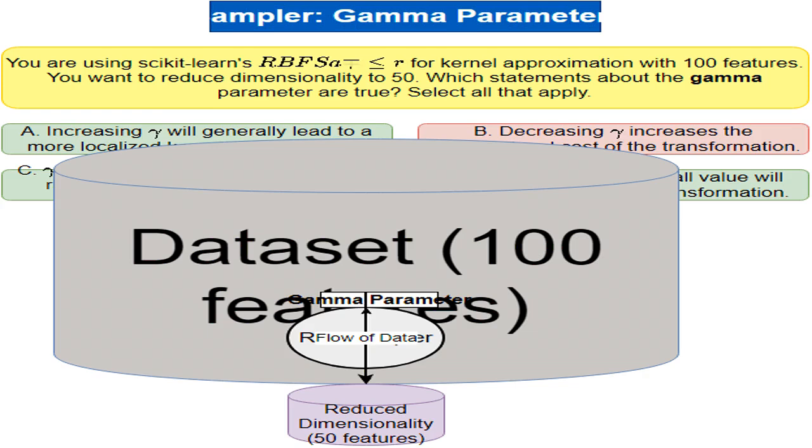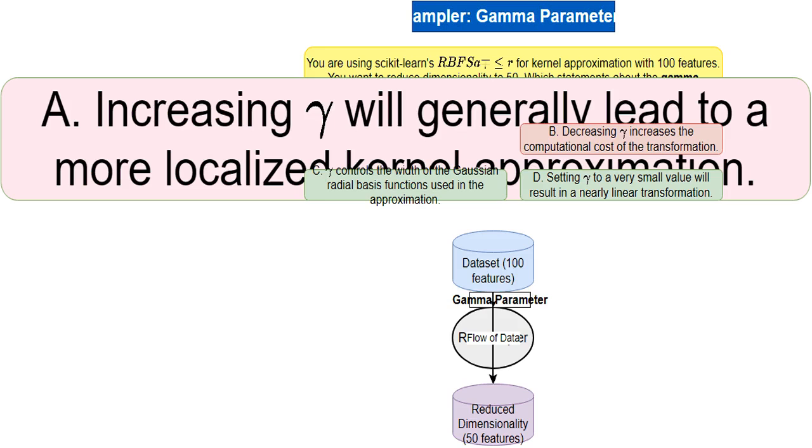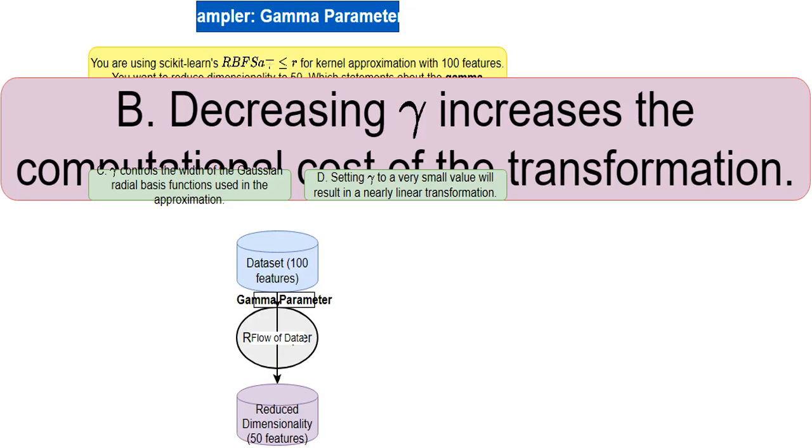Gamma controls the width of the Gaussian radial basis functions used in the approximation. It directly impacts how localized or spread out my approximation of the kernel will be. If I increase gamma, the Gaussian functions become narrower, leading to a more localized kernel approximation. I focus more on local similarities. While it might seem that decreasing gamma, making the Gaussian wider, would increase computational cost, it's not a direct relationship. The computation is mainly determined by the number of components I choose in my RBFSampler, not directly by gamma.